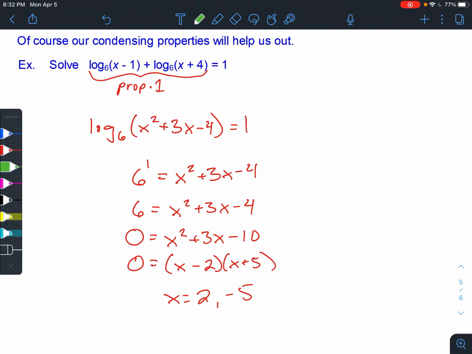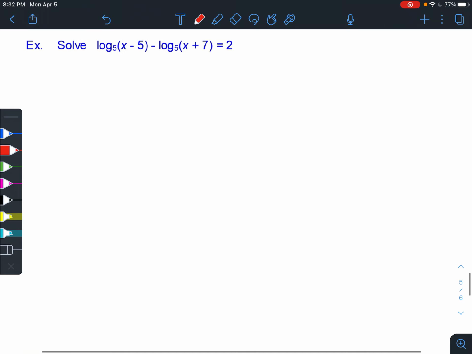However, negative 5 minus 1 and negative 5 plus 4 both give negative results, so we do have to throw out the negative 5, and we're left with a single answer, x equals 2 in this case. All right, a little more here.